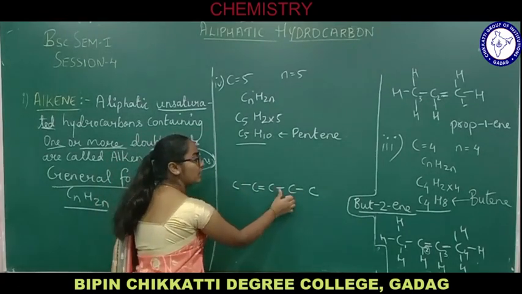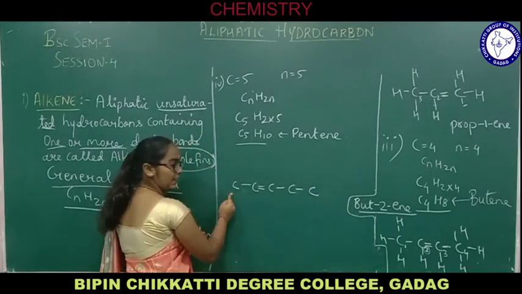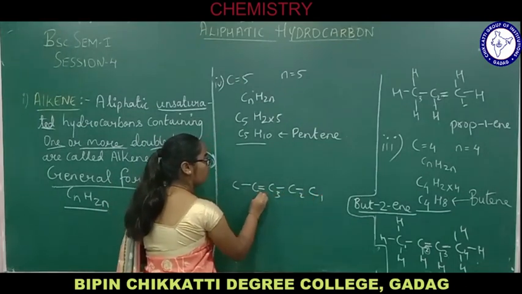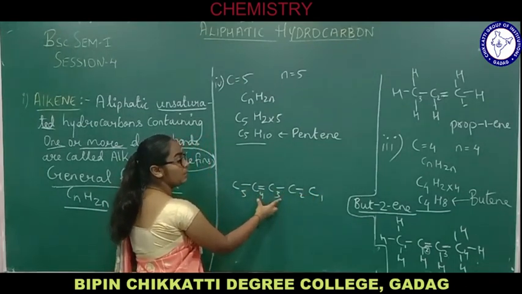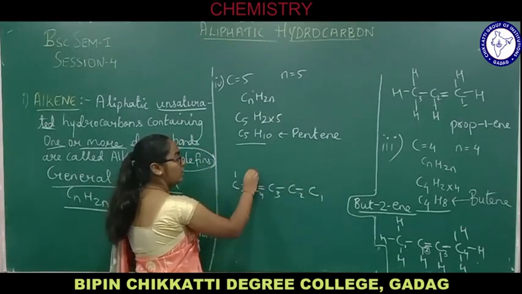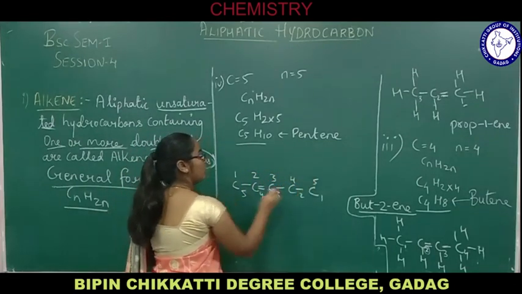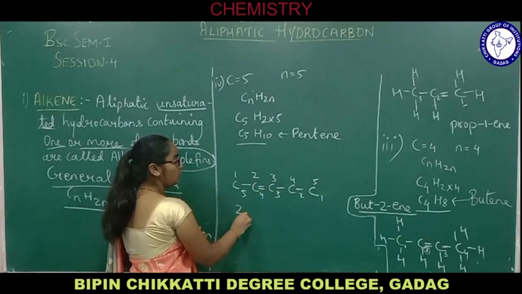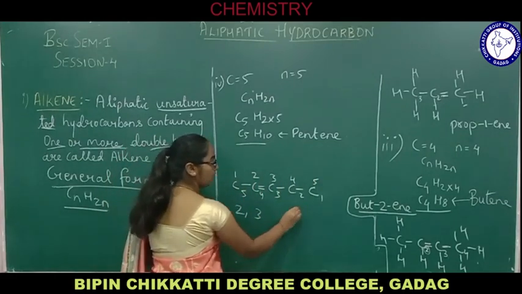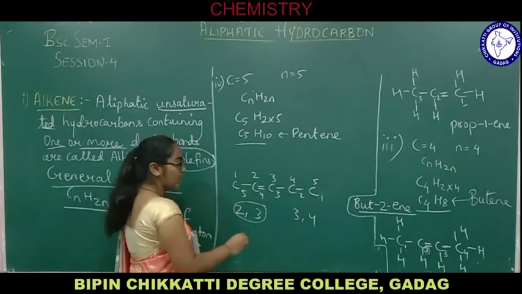I cannot start the numbering of the chain from the back side, because if I start from the back side, it becomes 1, 2, 3, 4, 5 and the double bond is present between carbon number 3 and carbon number 4. If I start from the front side, in the forward direction 1, 2, 3, 4, 5, it is present between 2 and 3, but from the backward direction it becomes 3 and 4. So we need to choose the lowest numbering.